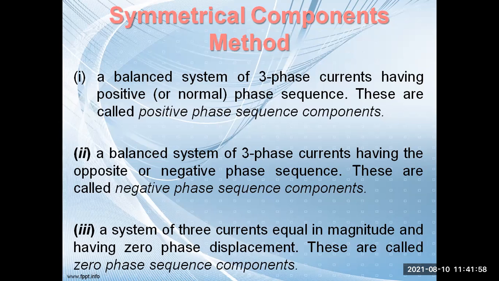First is the positive sequence current: a balanced system of three-phase currents having positive or normal phase sequence. These are called the positive sequence components. We'll understand in detail with the phasor diagram and all. So we'll first just understand the definition part. Now, a balanced system of three-phase currents having the opposite or negative phase sequence is called the negative phase sequence component of current. Whatever we have for the positive sequence component is applicable to voltage as well as to current.